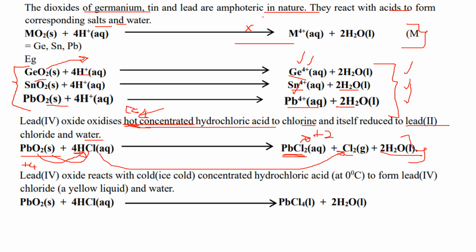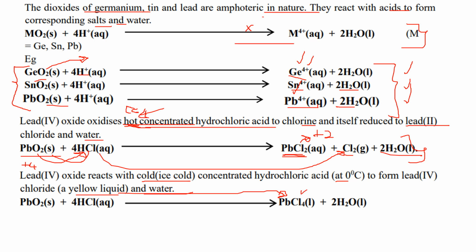So we complete by saying that lead oxide also reacts with cold, or ice cold, concentrated hydrochloric acid. That is to say, concentrated acid at 0 degrees Celsius, to form lead 4 chloride, which is a yellow liquid, and water. Notice that this compound that doesn't have the ion is going to be yellow.